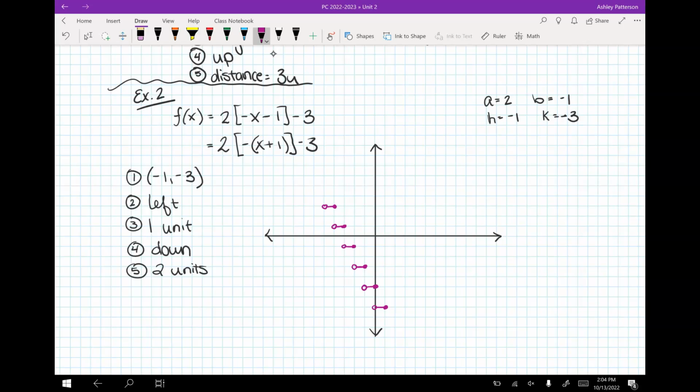I'm not going to discuss domain and range for any step functions that have shifted by any transformation. So just know it for the parent function. That's what I'll be focusing on.